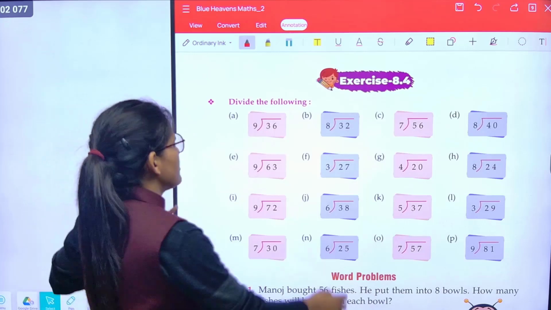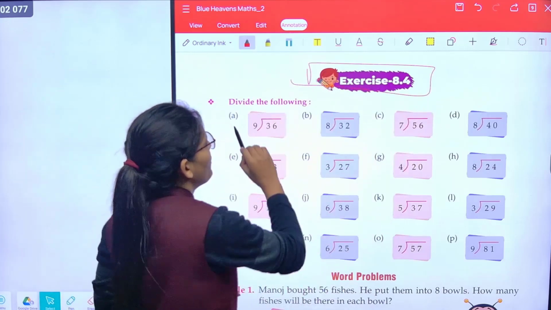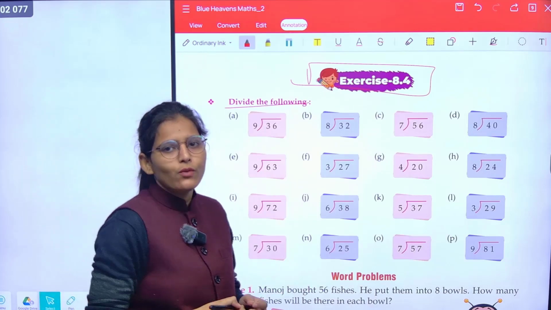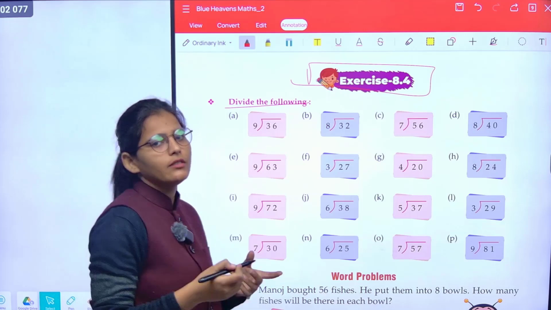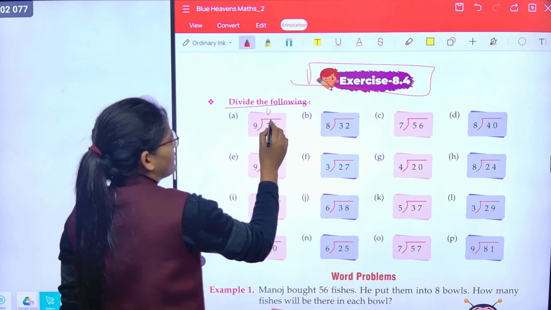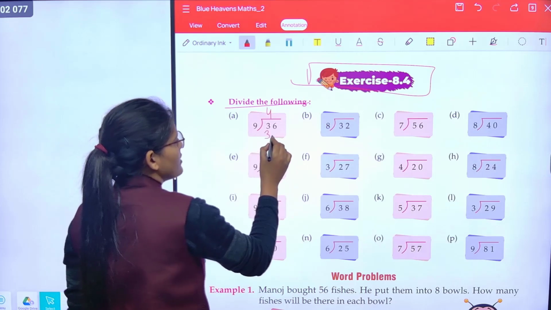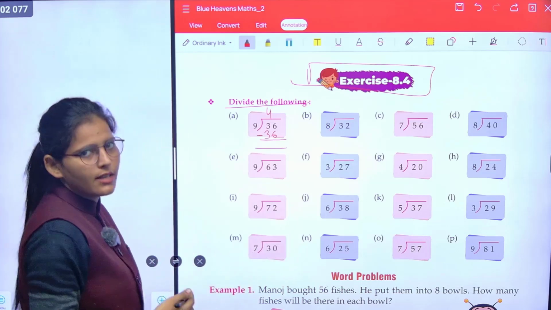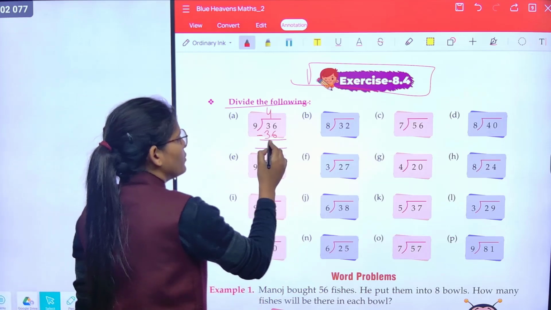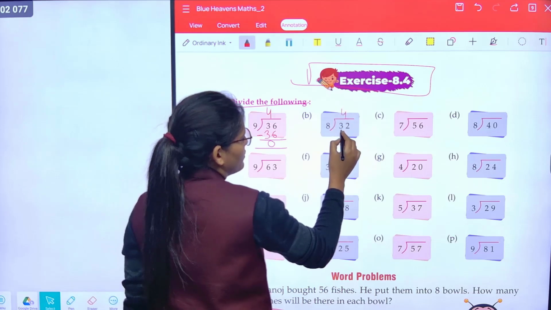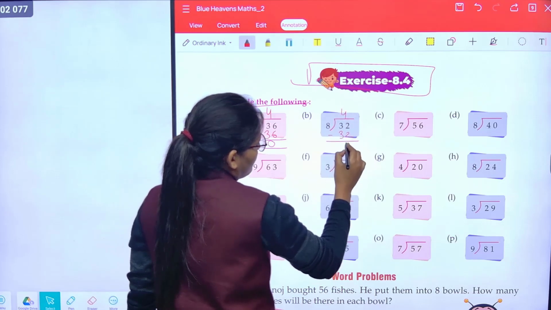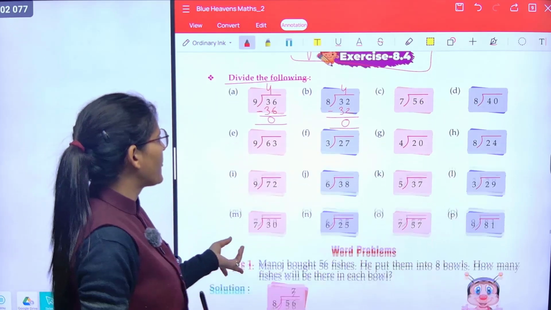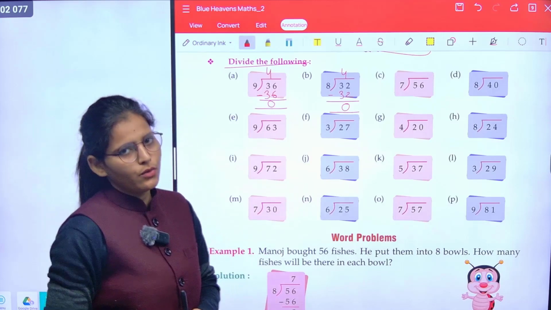Understand? Now class, come on the exercise 8.4. Divide the following. Now class, recite the table of 9. 9 ones are 9, 9 twos are 18, 9 threes are 27, 9 fours are 36. Write 4 here and 36. Now subtract 36 from dividend, it is 0. Now 8 fours are 32. Now 0. Class, you have to learn the tables properly. Okay. Now class, rest of the parts do yourself.